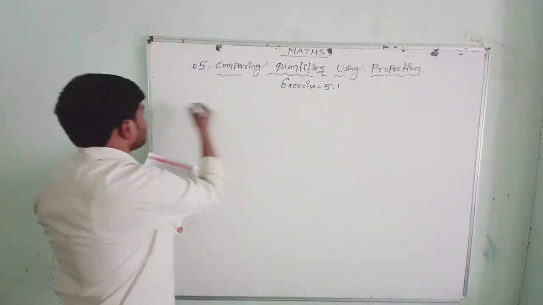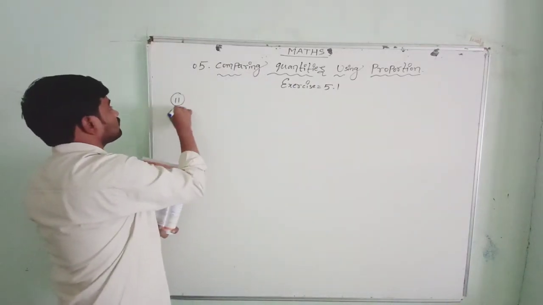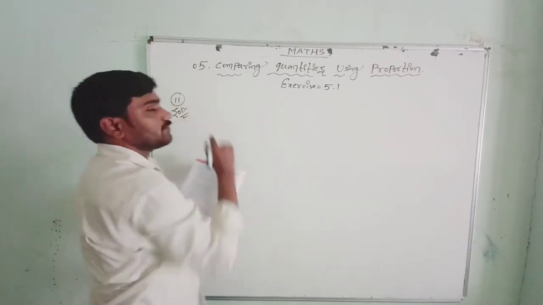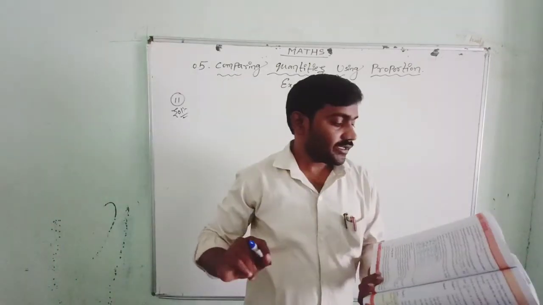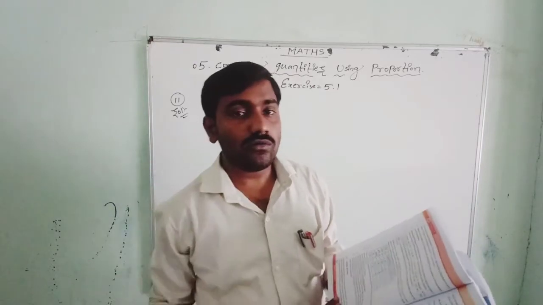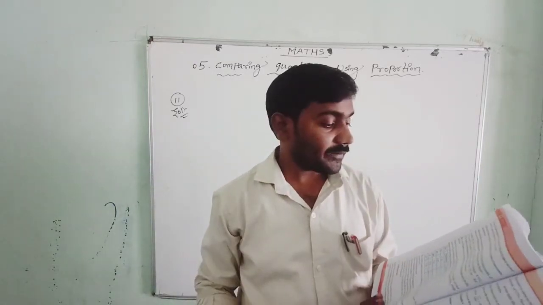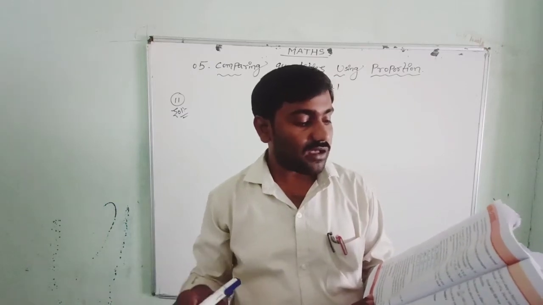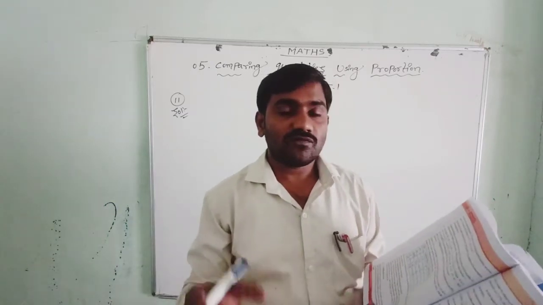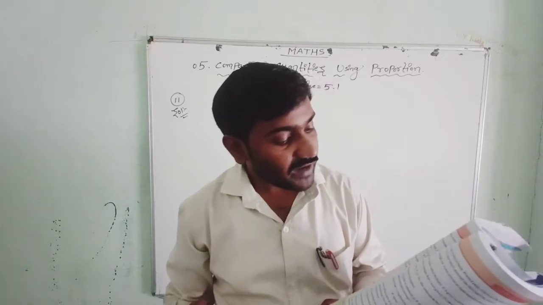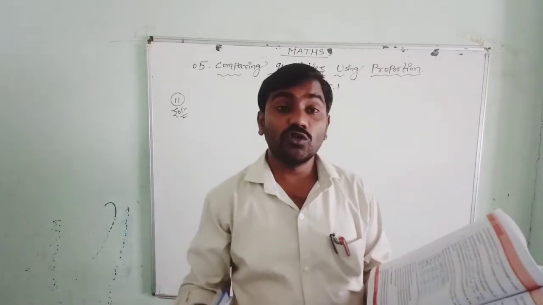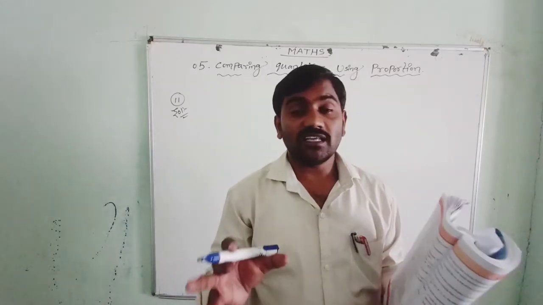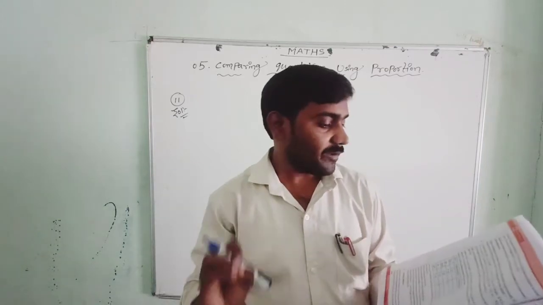Then we'll go for question number 11 here. Madhuri went to a supermarket. The price changes are as follows. The price of the rice is reduced by 5%.